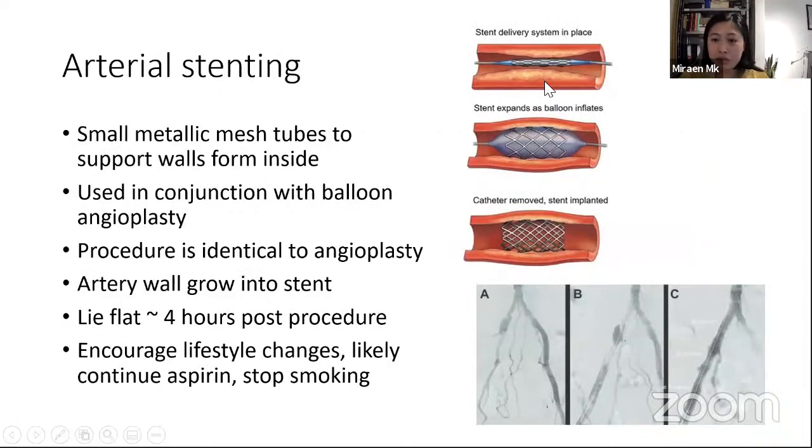So stents are usually in arteries, like I said, put in deflated, inflated with a balloon, and then the stent stays while the catheter is removed. They're usually metallic, made of various materials that have maybe some anticoagulation properties so it doesn't get thrombosed, and often used in conjunction with balloon angioplasty.